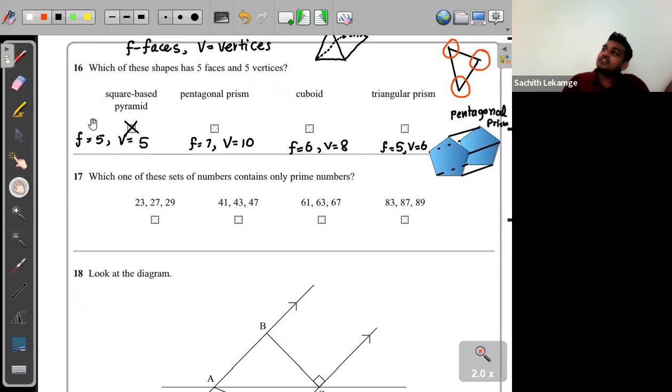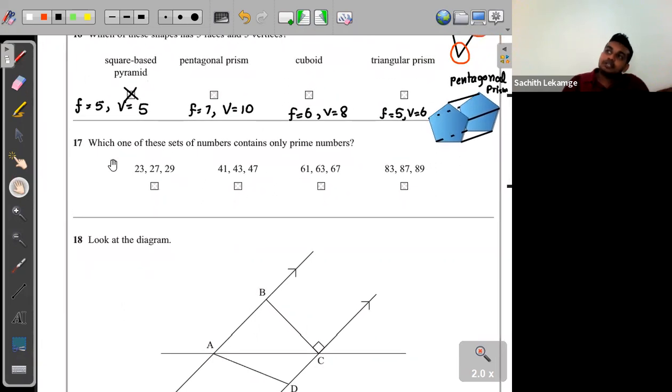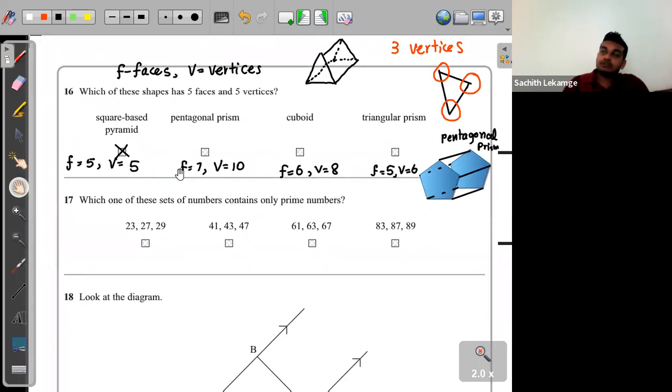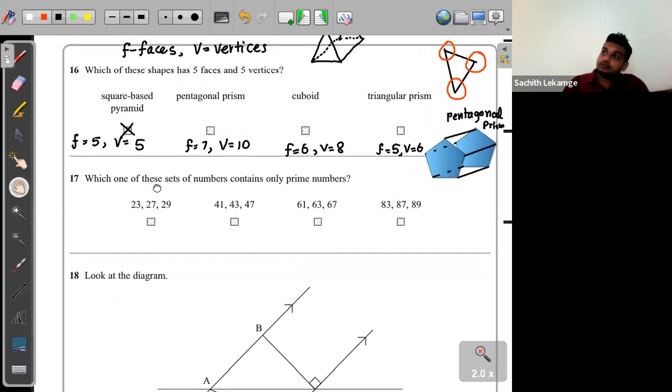Okay, cool. You got it. Now with shapes, you can identify vertices and faces, right? Cool. 17th question, right? You guys also write down these faces and vertices for each shape in your paper itself. Right, okay, cool.